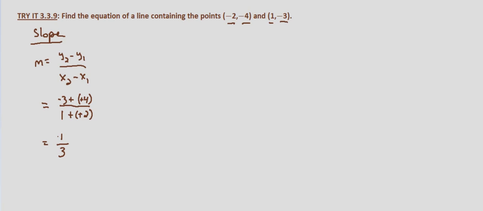Now we have a decision to make. We can choose either point, and I'll work it out both ways just to use one as a check for the other. So we'll go ahead and use (-2, -4) first, and we'll plug that into our point-slope form. y minus y1 equals m times x minus x1. So y minus -4 equals, we determined our slope to be 1/3, times x minus x1, which in this case is the other coordinate in our point, which is -2. So x minus -2.